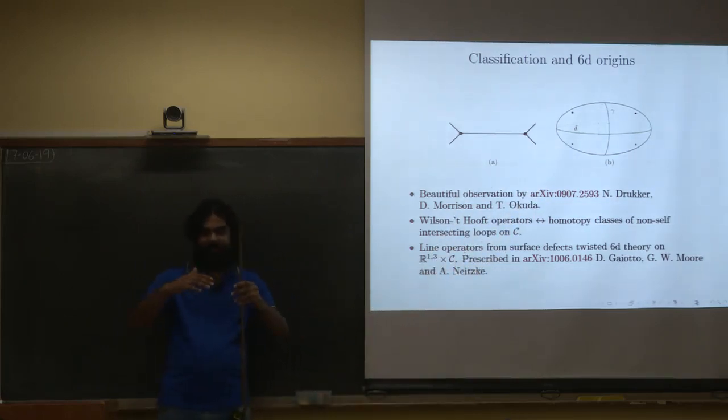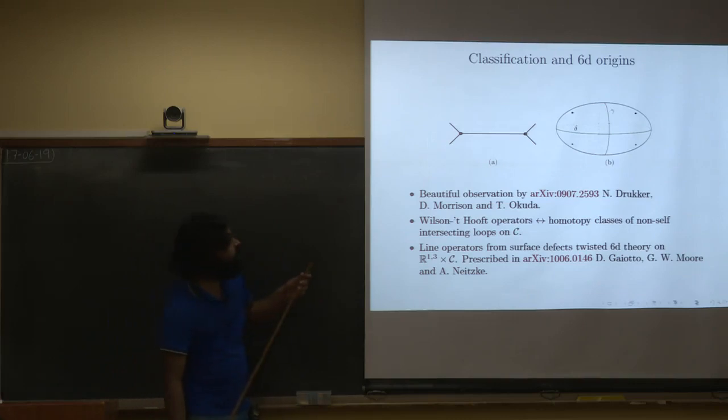It's based on Dehn-Thurston classification theorems and all that. Just say the final result again, please. That the line operators of the 4D theory are classified by the homotopy classes of the non-self-intersecting loops on a Riemann surface. It's the homotopy class, relevant to the particular class.